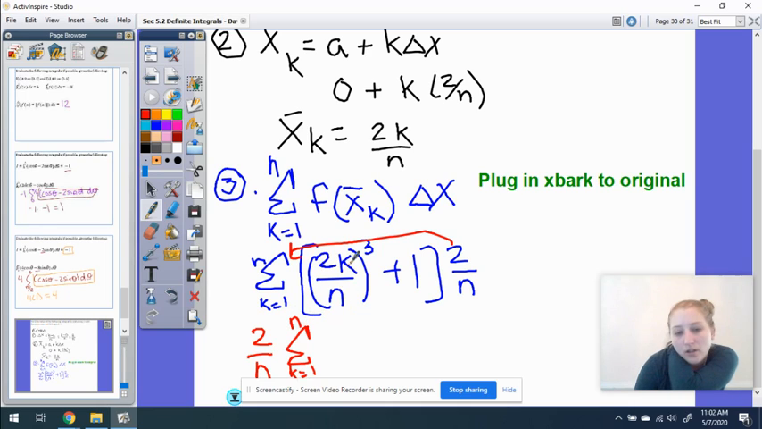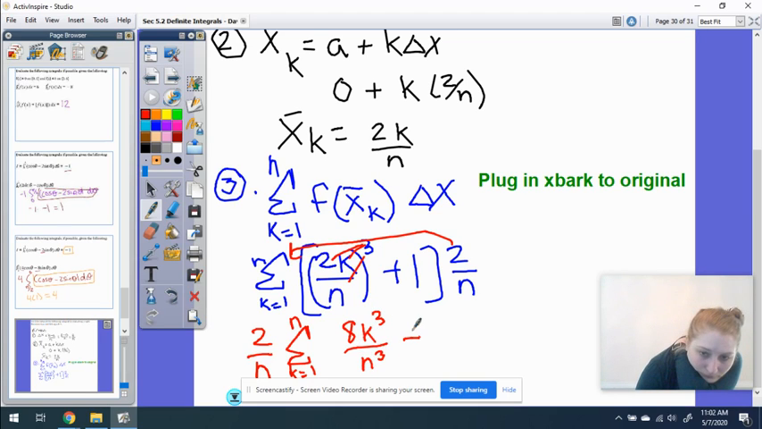Okay, now let's go ahead and you could think of it as distributing the cube in. So we get 2 cubed, which is 8, k cubed over n cubed, plus 1.